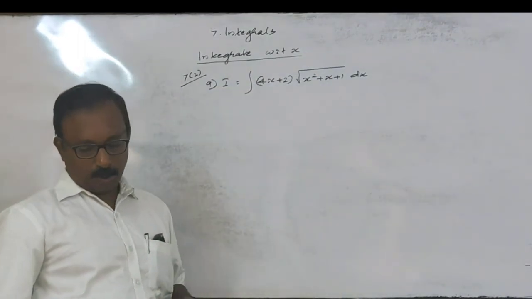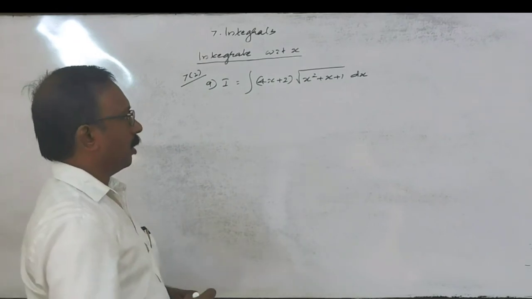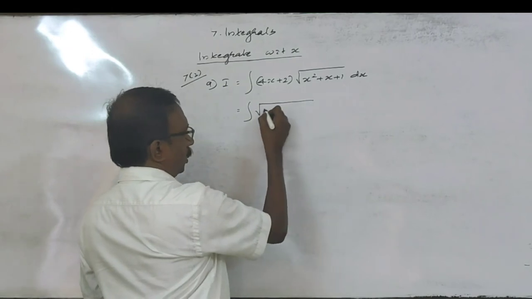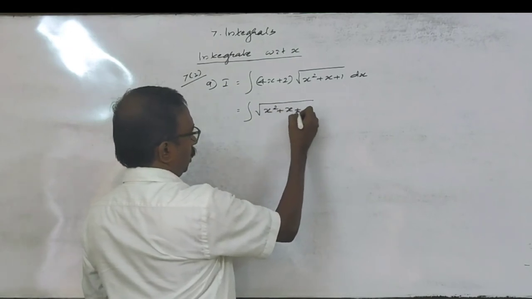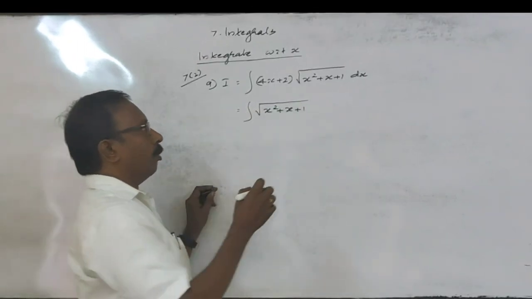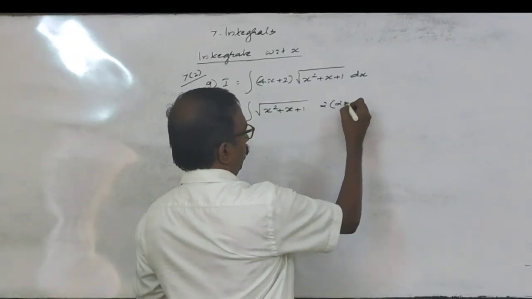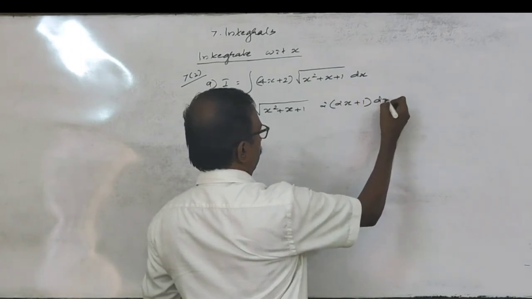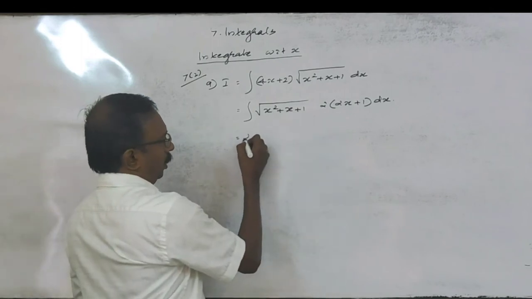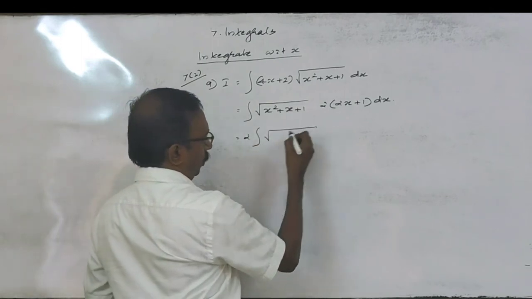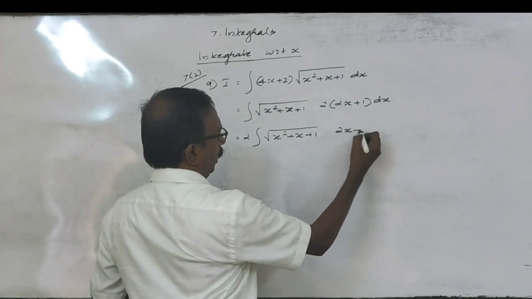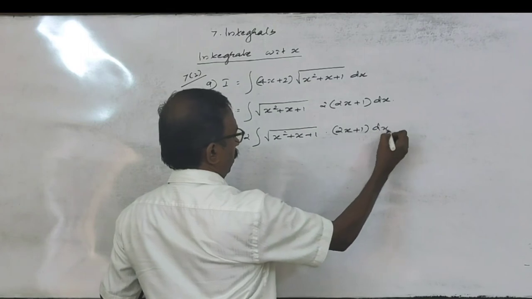Integral of 4x plus 2 into root of x square plus x plus 1. Then we have to rearrange: in 4x plus 2, 2 is common, so 2 into 2x plus 1. So we have 2 into integral of root of x square plus x plus 1 into 2x plus 1 into dx.